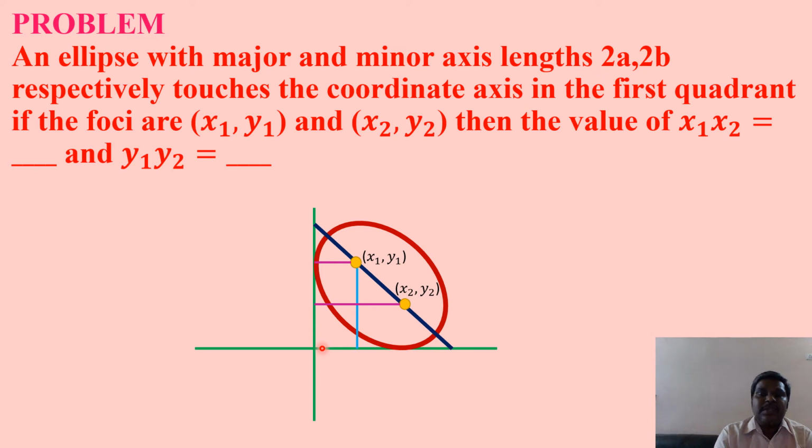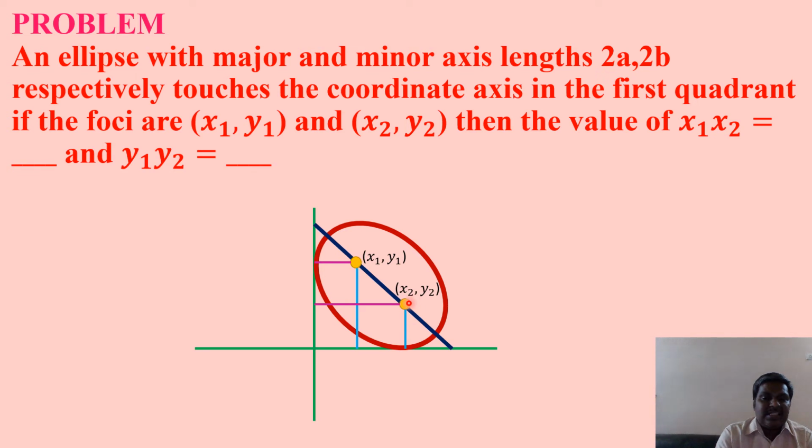b squared. Similarly, the perpendicular distance from point (x1, y1) to the x-axis is what? This is the perpendicular distance. From here to here is y1. Similarly, you can find the perpendicular distance from here to here. That will also give y2. This is the distance y2. So these are the perpendiculars drawn from both the foci to the tangent. Is it a tangent or not? The x-axis is also a tangent.